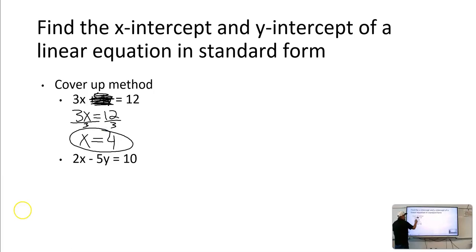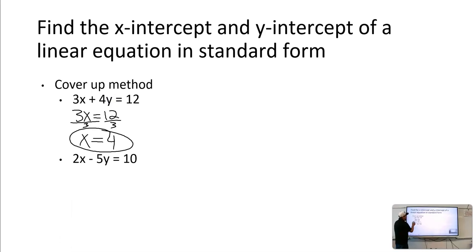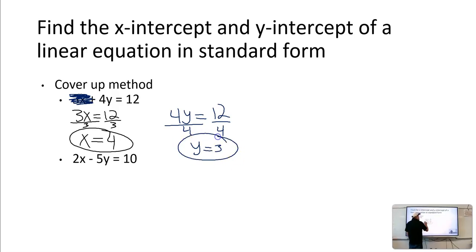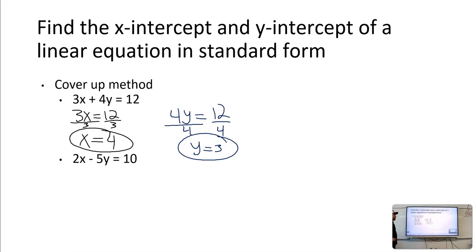Okay, we're going to do the same thing. Let's say we want to find the y-intercept. Well, you're just going to cover up the 3x, and I'm going to write down what's left, which is 4y equals 12. And I solve that equation. Divide both sides by 4, and we get y equals 3. So y equals 3 would be my y-intercept. So I can figure out where both of those are simply by doing the cover-up method. Okay, let's uncover that again so you can see what the original problem looked like.